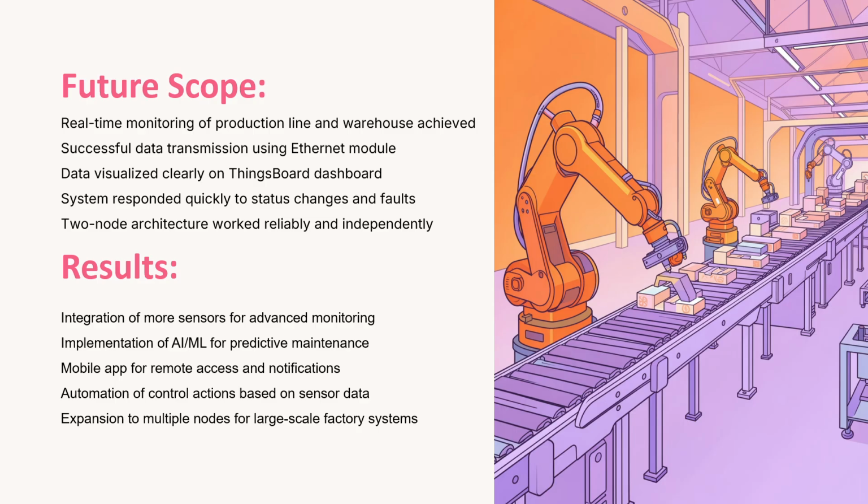Next is results. Now coming to this part, the system was successfully implemented using simulation. Both nodes were able to send data to the cloud continuously without failure. Real-time monitoring was achieved. With data updating every few seconds, the dashboard displayed all parameters clearly using visual elements like graphs and gauges. The system responded quickly to changes. For example, when temperature was increased, it was immediately reflected on the dashboard. Automatic actions like ventilation were triggered correctly when conditions were met. Overall, the system proved to be reliable and efficient.